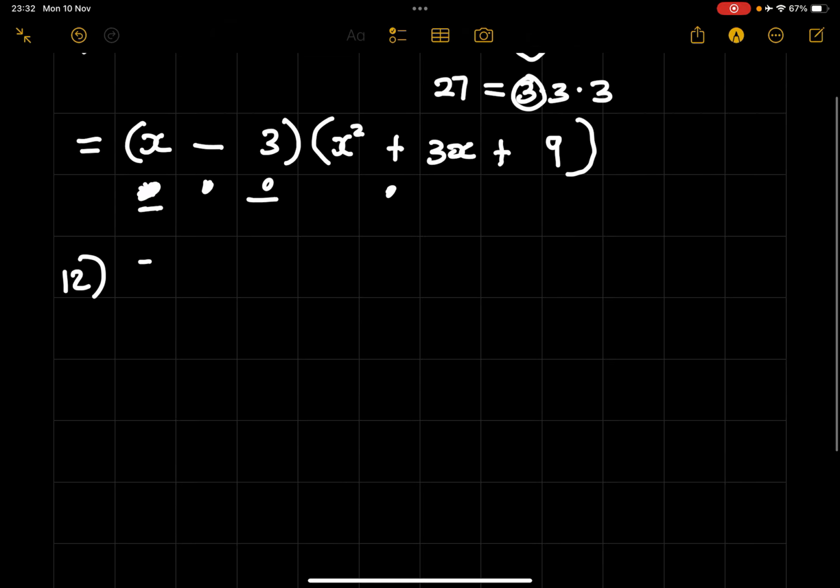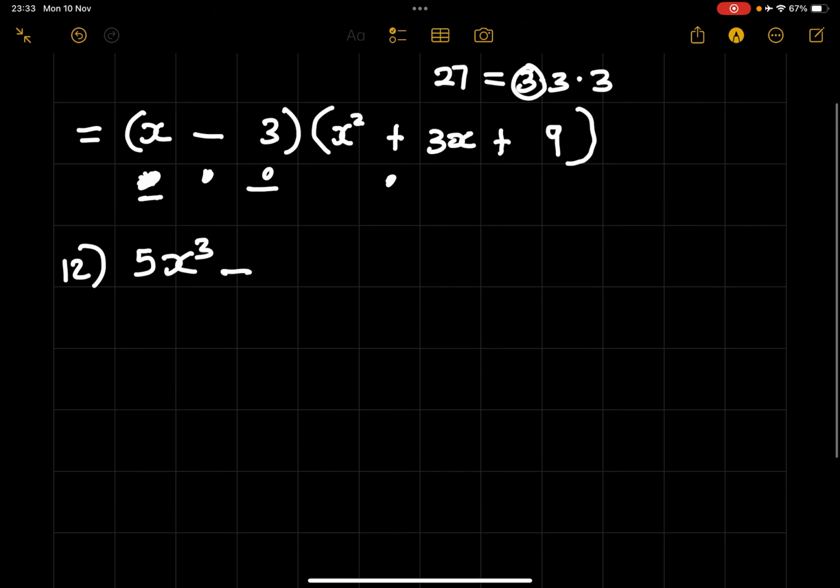On 12, we have 5x cubed minus 40y cubed. Ladies and gents, here we have the highest common factor of 5. So HCF equals 5. Remember, before we factorize, we always have to take out the highest common factor.